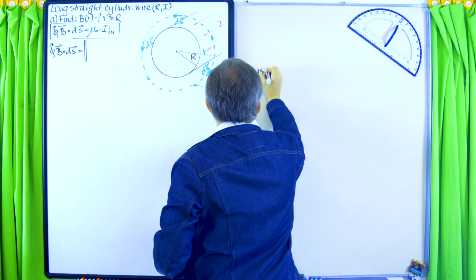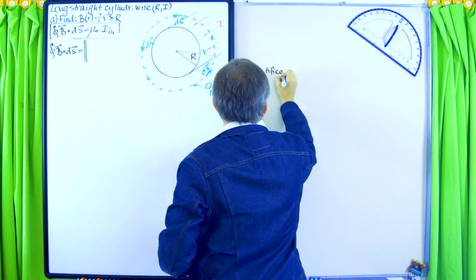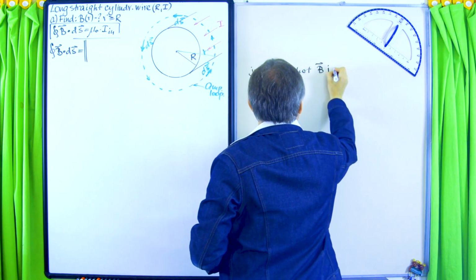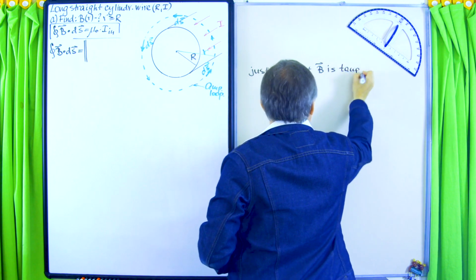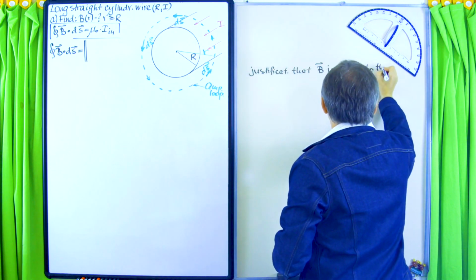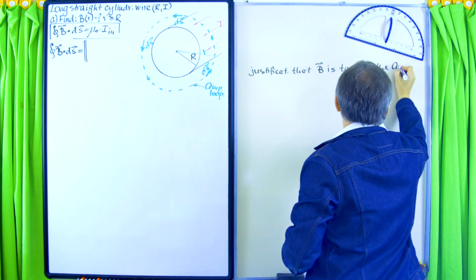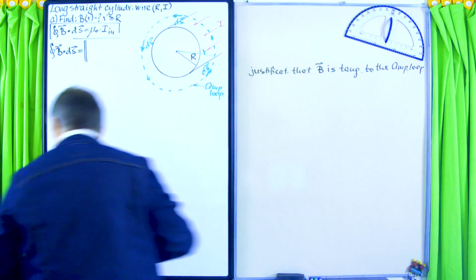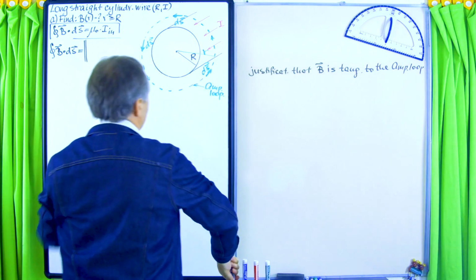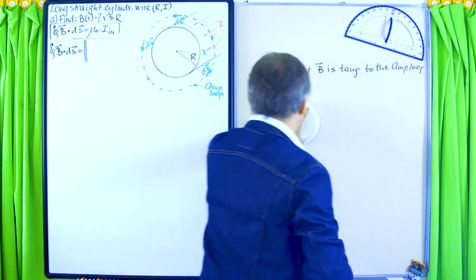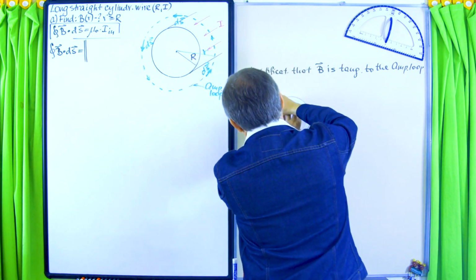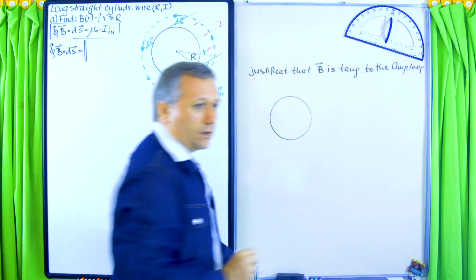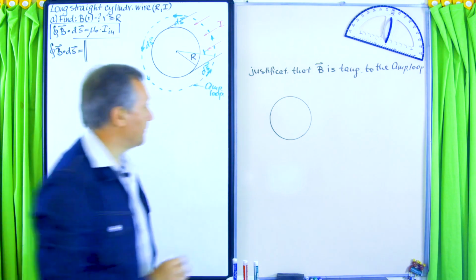Okay, let me write. Justification that B is tangential to our Amperean loop. Okay, let me redraw quickly this picture. Basically, this wire. So let's say this is my wire with the current.